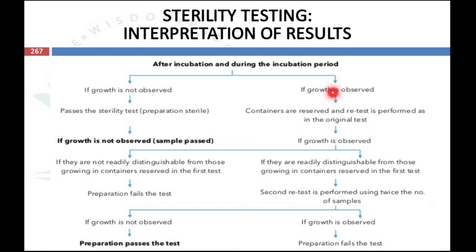If growth is observed, we have to reserve the containers and we have to perform a retest with the original sample number as that of the first test. After the 7 to 14 days of the first retest, if no growth is observed, it passes the test for sterility. If growth is observed and the growth is not readily distinguishable from those growing in the containers reserved in the first test, it is considered that the preparation or the test sample fails the test for sterility.